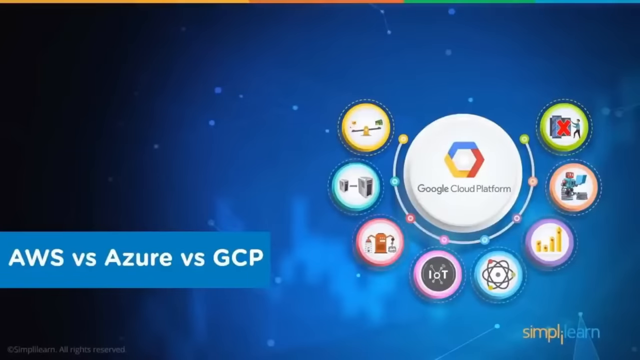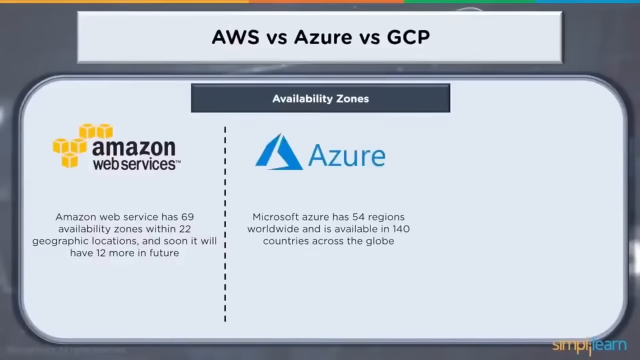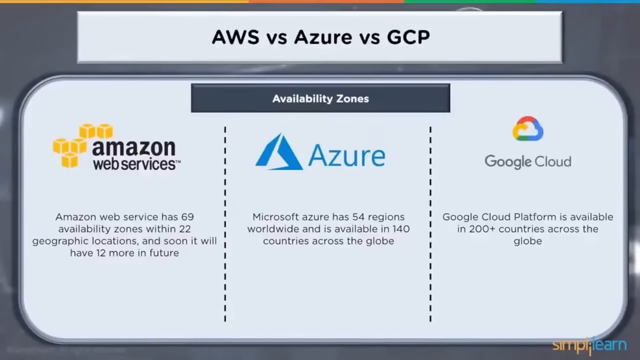If I compare the different cloud providers, when we talk about Amazon and its cloud offerings, that is Amazon Web Services or AWS as we well know it, AWS has 69 availability zones within 22 geographical locations, and soon it will have 12 more. This number keeps growing based on the spread of the services which a particular cloud provider offers. Here we are talking about availability zone specific information. Microsoft's Azure has 54 regions worldwide and is available in 140 countries across the globe. Google Cloud Platform is available in 200 plus countries across the globe.